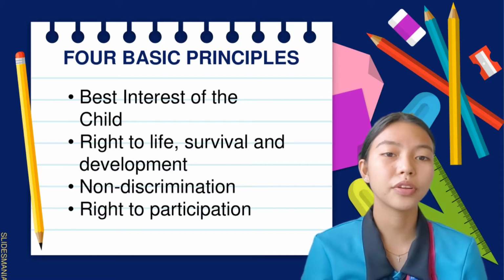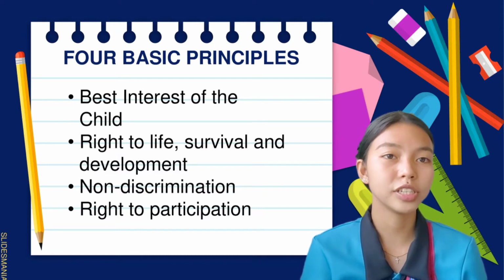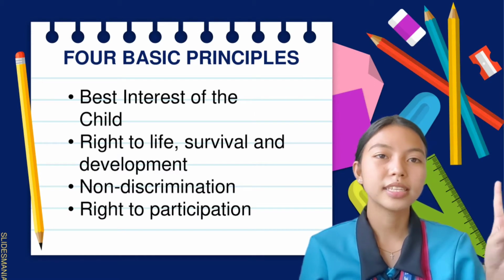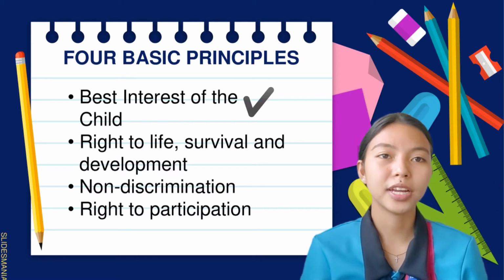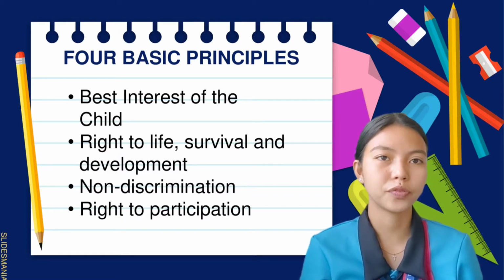These include the right to, first, non-discrimination. Governments must ensure that all children and young people enjoy their rights. No one should suffer discrimination. Second, best interest of the child. When governments make decisions that affect children and young people, they must think about the best interest of children first.